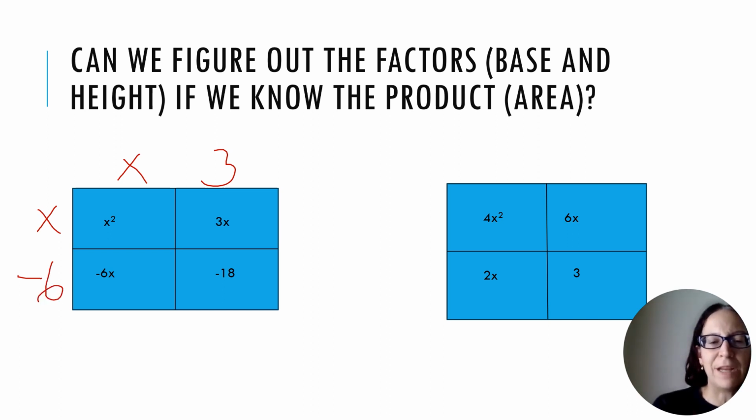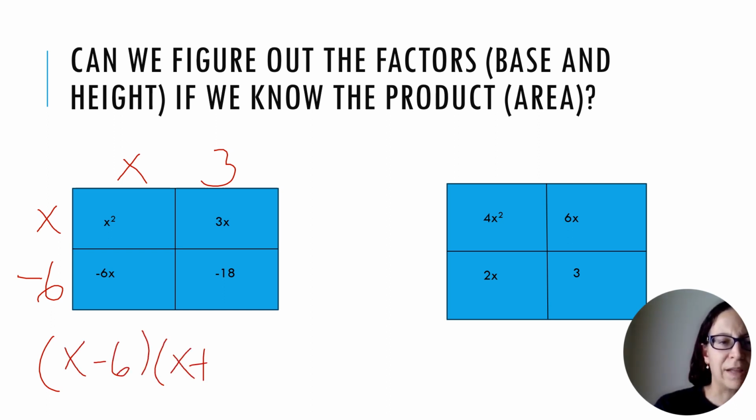And here's what I mean by checking. Once you have it all filled in, we haven't dealt with a negative 18, use that as a check. Negative 6 times positive 3 should give you negative 18. And the factors would be x minus 6 times x plus 3. There's my base and my height. Okay, base times height.